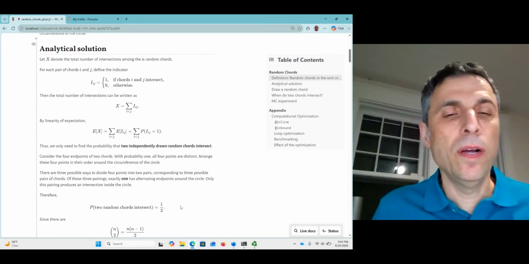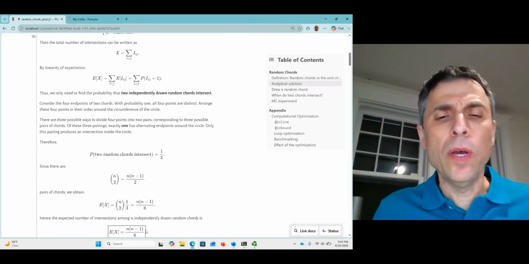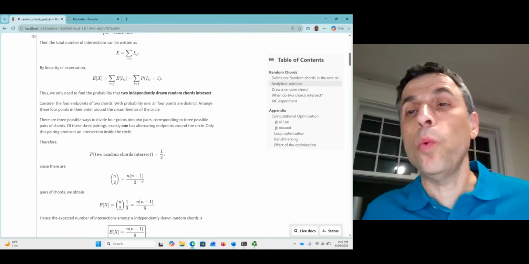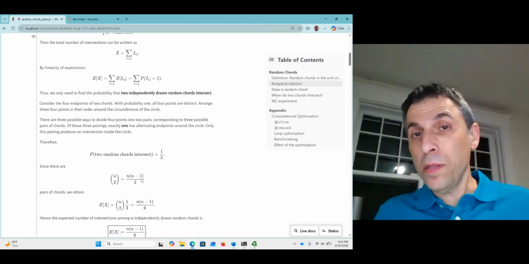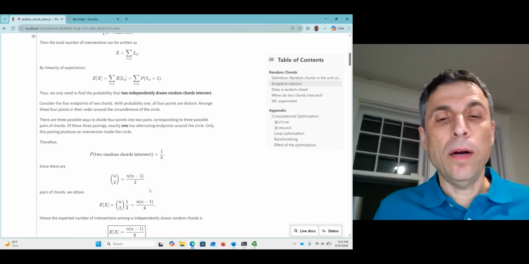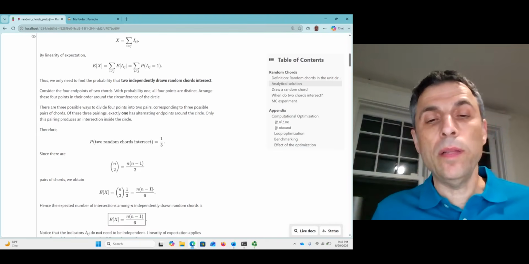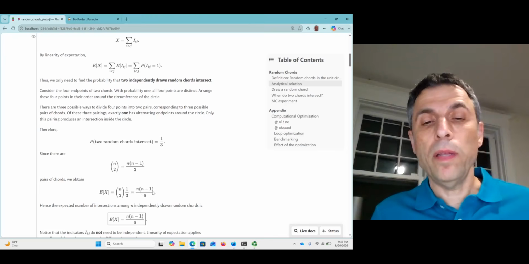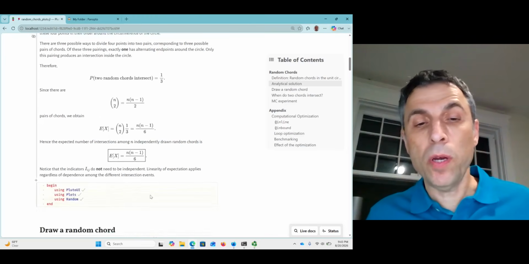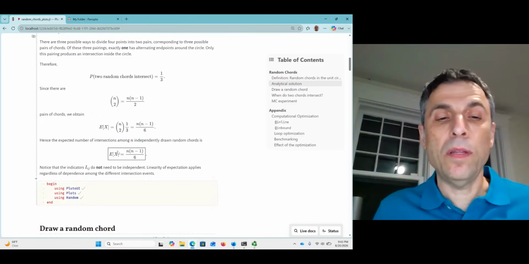That's a hand-waving explanation. So if we have n times n minus 1 over 2 pairs out of the n random chords that we drew, then times a third, it's n times n minus 1 over 6. Okay, so the expected value is in this box.